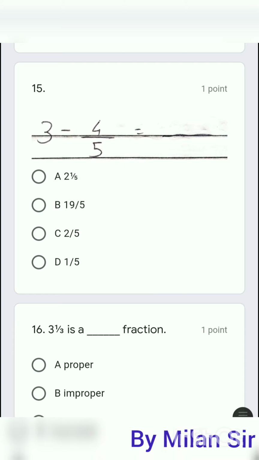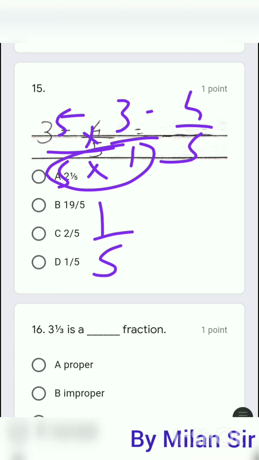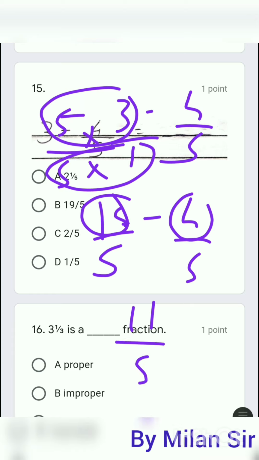15 minus 4 is 11, 11 divided by 5. Again, here we have 3 minus 4 by 5, nothing is there, so we can write 1. We need to multiply and divide by 5, right? So the denominator becomes 5, numerator 5 threes are 15 minus 4 by 5. Now we can subtract the numerators, so 15 minus 4, 11 divided by 5.